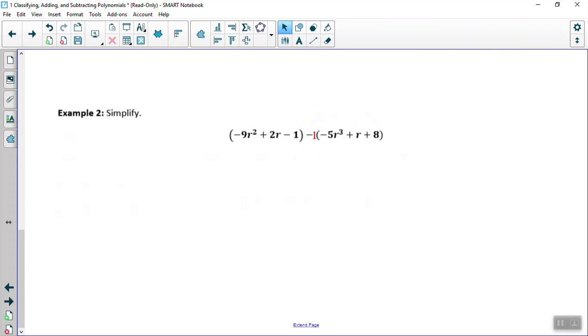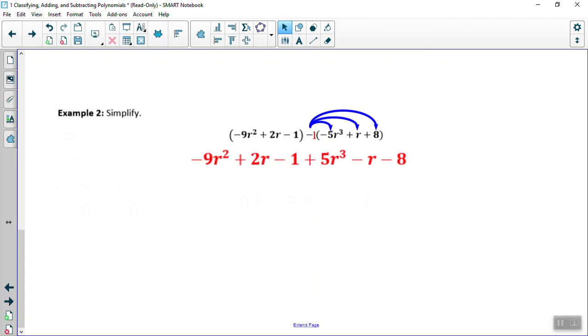So when we do this, I'm going to do the negative 1 times negative 5r cubed. I'm going to do negative 1 times positive r, and then I'm going to do negative 1 times 8. This first group, I'm just going to bring straight down. Okay? And then the second part is what I got when I distributed. So negative 1 times negative 5r cubed was positive 5r cubed. Negative 1 times positive r is negative r. Negative 1 times 8 is negative 8.